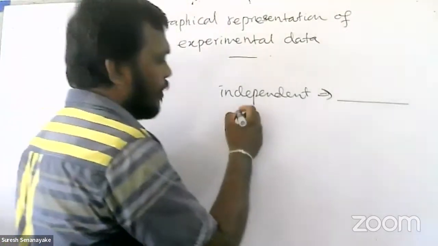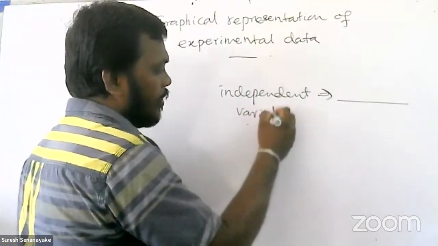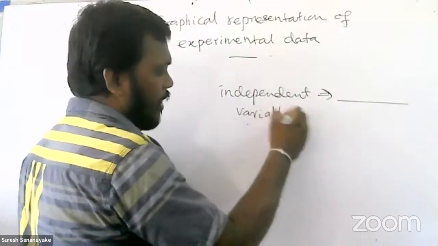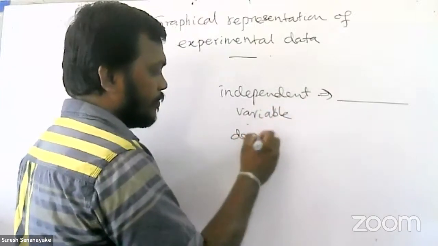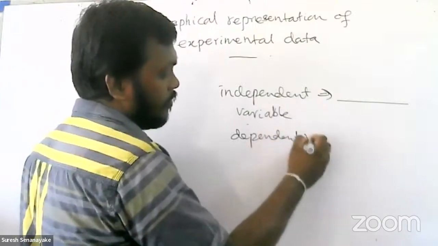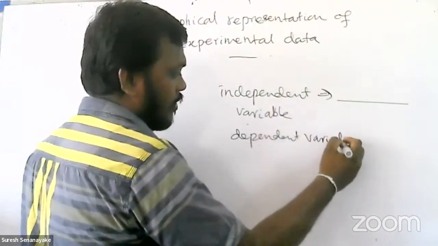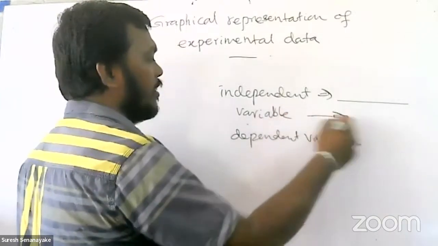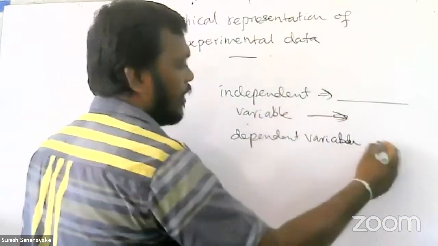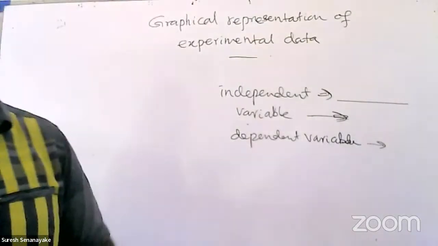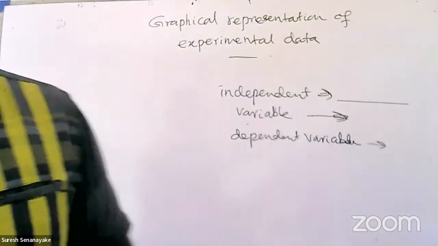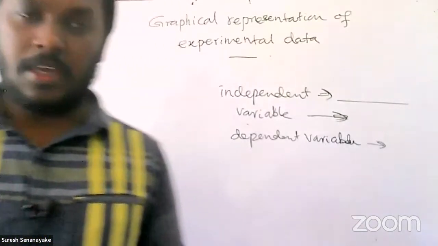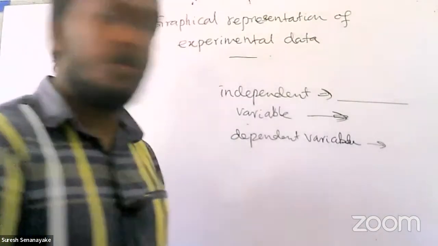So this is the independent variable and the other is the dependent variable. Always we change the independent one. The dependent one is the quantity which depends on the independent one, right? If you change the independent one, the dependent one automatically changes.